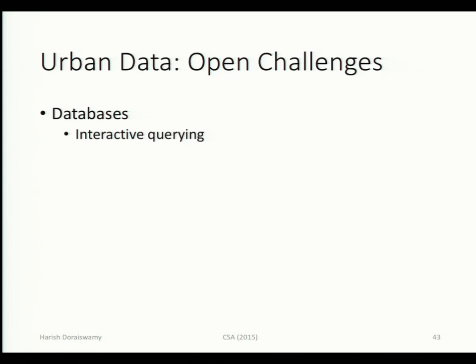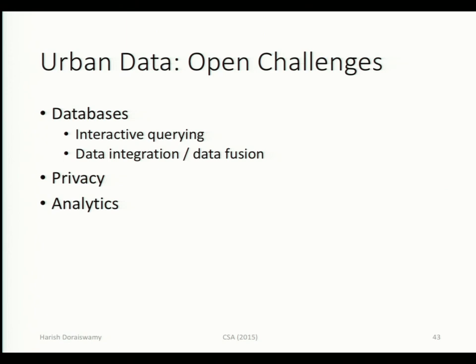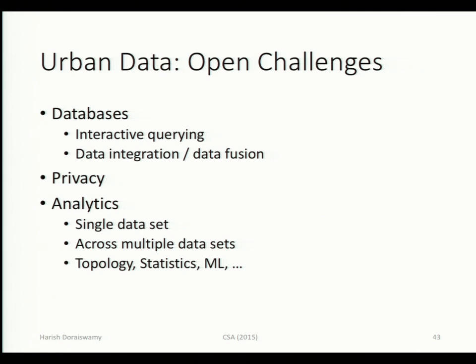But it's not just here. There are also a lot of challenges in data integration and data fusion. You have lots of data coming from different sources, and many of them could be common, many of them could be different. So how can you integrate and fuse all these kinds of data? Can you make sense of all this data? And given so much data coming out and open, it raises a lot of questions about the privacy of this data. And of course, there's the analytics part. It's not just understanding single datasets. You can look at multiple datasets from multiple sources, put them together, and find insights which you cannot gain from single datasets. And this again opens up a lot of challenges in different parts of CS: topology, statistics, machine learning.